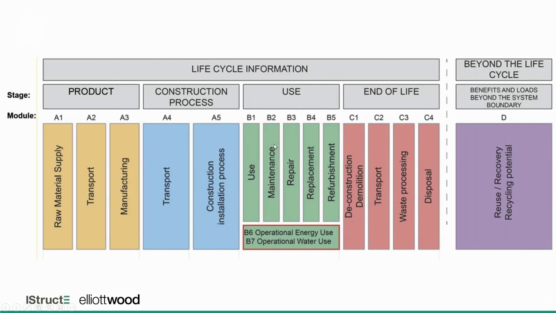Life cycle stage B, modules B1 to B5, covers in-use. These modules are not currently covered in the tool at present, largely because they're not really the main focus for structural engineers. Then end of life is covered by life cycle modules C1 to C4, which deal with demolition, or hopefully deconstruction, and waste processing. Beyond the main life cycle stages is module D. This covers potential future benefits and burdens of the materials used in a structure. This is where the potential for reuse or recycling is captured.